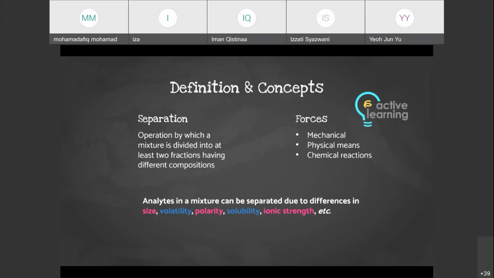What is the difference between mechanical and physical means? Mechanical means that you use your energy. Physical, for example, can be about size as well. Okay, mechanical can also be size, for example you use your hand to spray. Physical, for example, different size is also possible because it is the same thing. The difference is just how we spray.